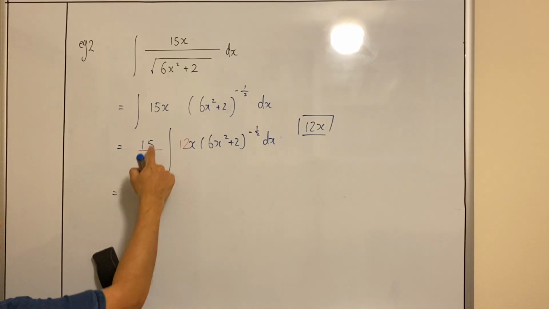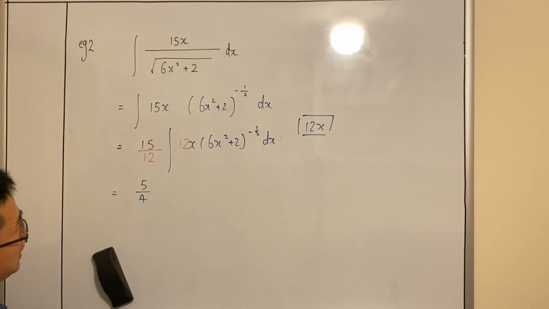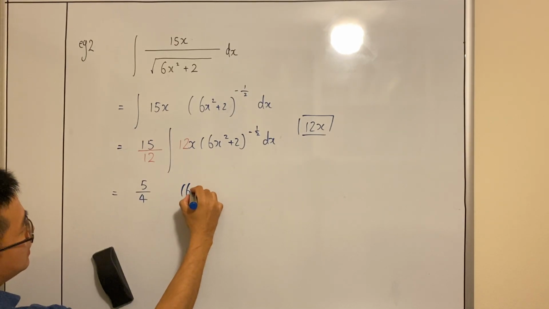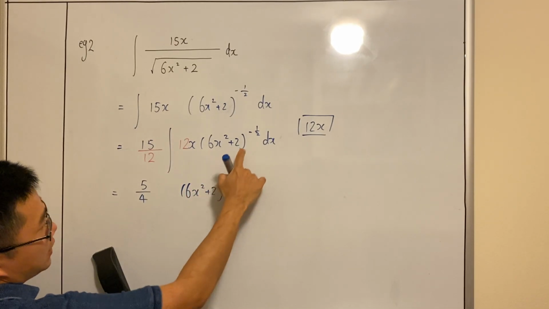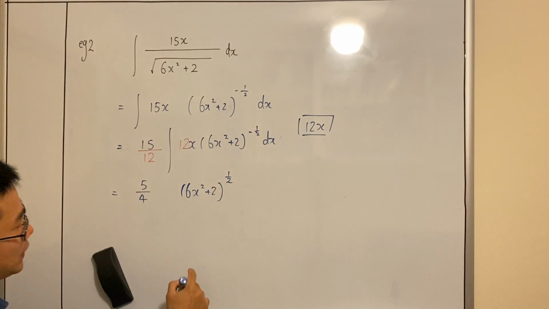Do the calculation. You can simplify this one here. Divided by 3, so that becomes 5 over 4. And then you start to integrate. Remember, leave some space here. So you get 6x squared plus 2, plus the power by 1 becomes positive half.